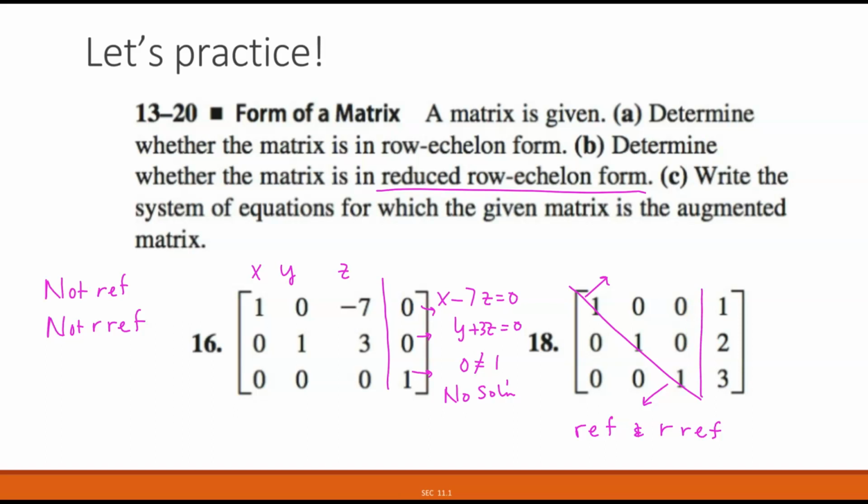Okay, there's our other side of the equal sign. Then we have x, we have y, we have z. Zeros wipe out the y and the z, so what we know is x equals 1. Zeros wipe out the x and the z, so we know y equals 2. Zeros wipe out the x and the y, so we know z is equal to 3. And so this one does have a solution, our ordered triple 1, 2, and 3.